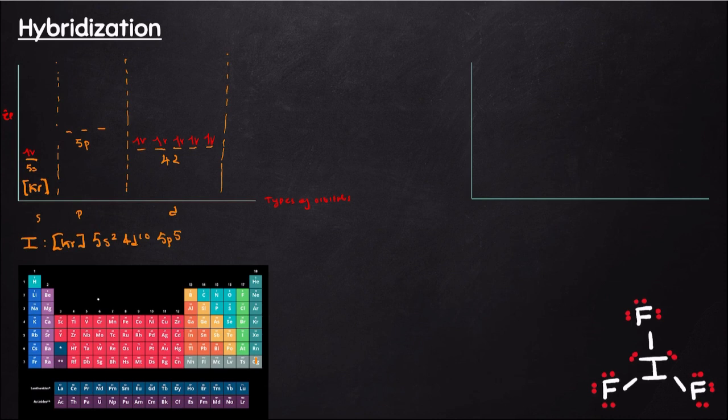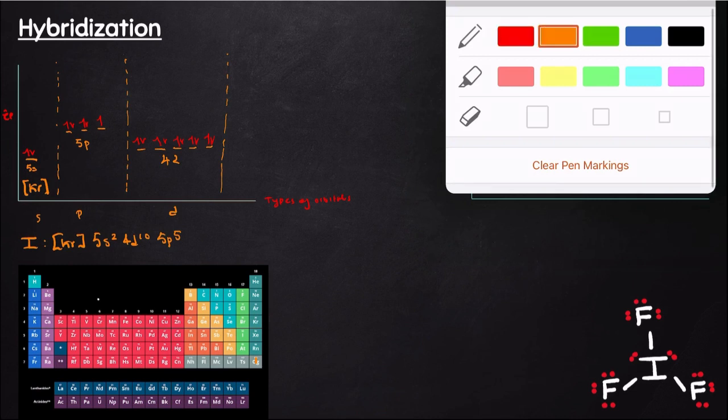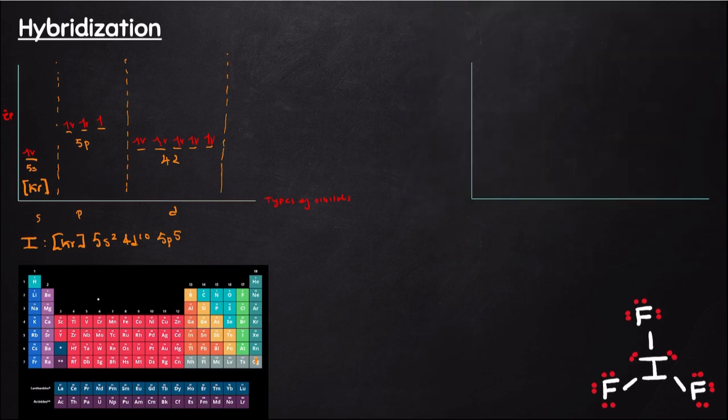Now we go on again, and now we go to our 5p, and that's 1, 2, 3, and then we pair 1, 2, and that's it. That is how our condensed energy level diagram looks. Now we take out a different color of pen, and we draw a big arrow. We write down hybridization, and that's what we'll be doing next.